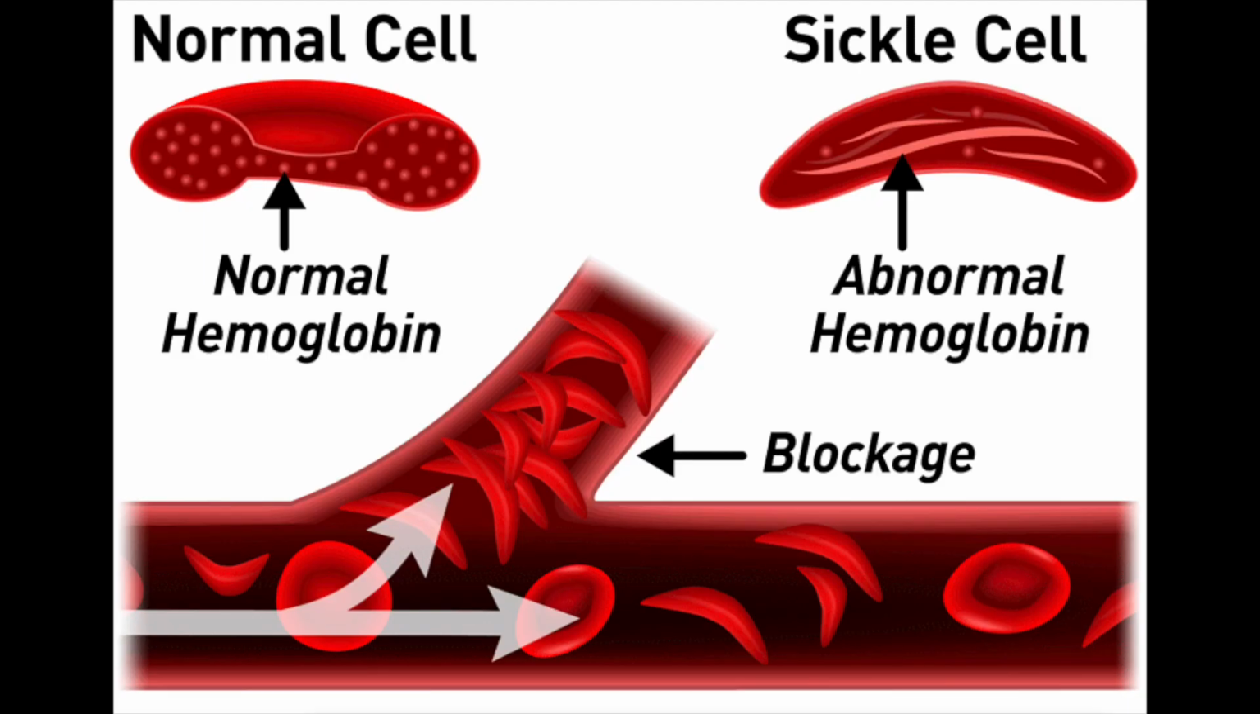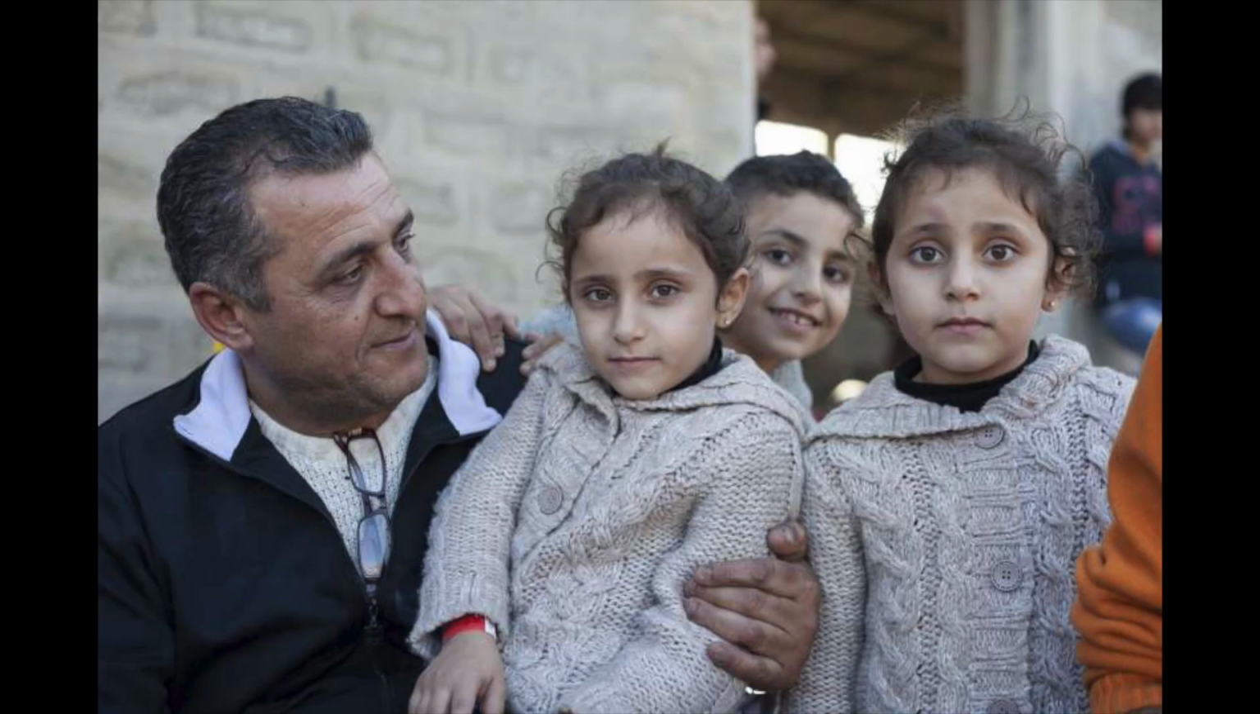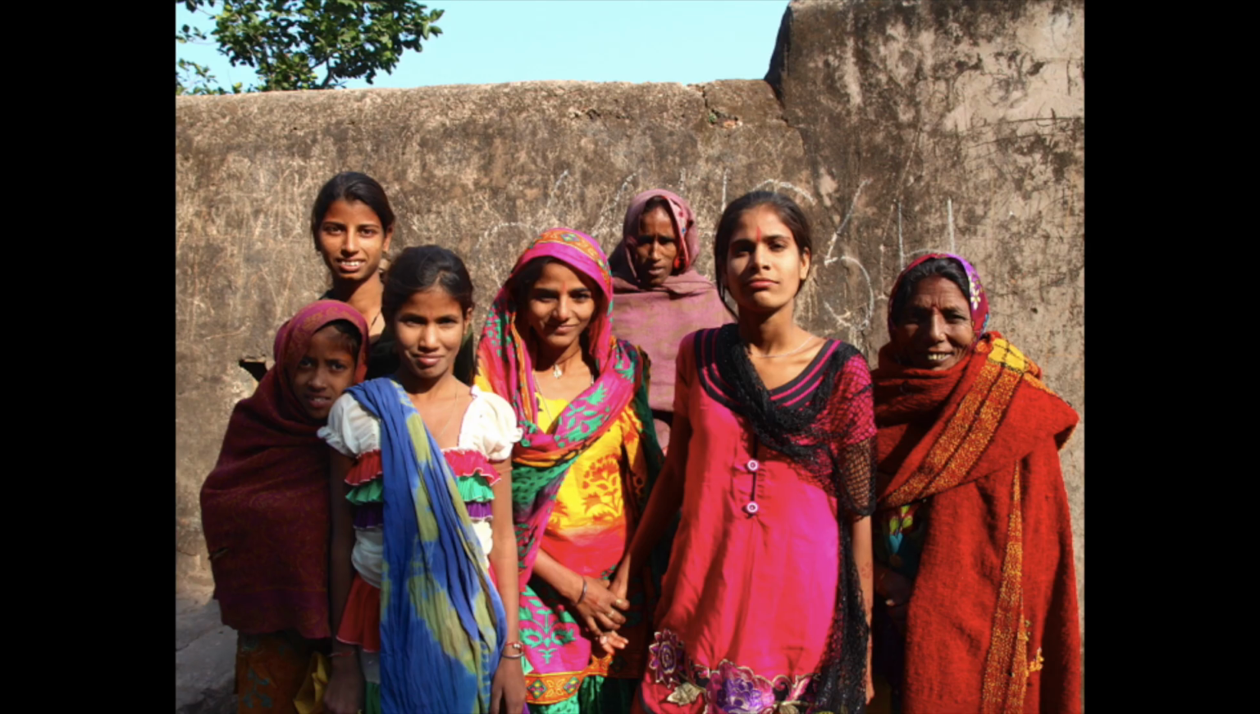Sickle cell anemia is mainly found in African Americans, people of Mediterranean descent, and Indians. The other category is chromosomal abnormalities. This is caused by a mutation in the DNA. Chromosomal abnormalities are your more commonly known birth defects.